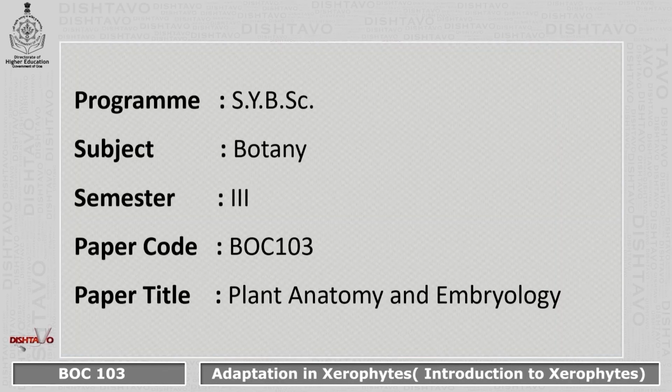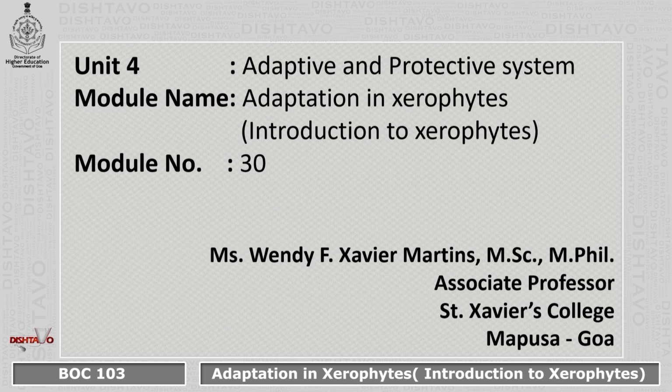Today's session will be for SY-BSc Botany students, from Semester 3, paper code BOC 103, with paper title Plant Anatomy and Embryology. It belongs to Unit 4, titled Adaptive and Protective System. The module name is Adaptation in Xerophyte, and the module number is 30.